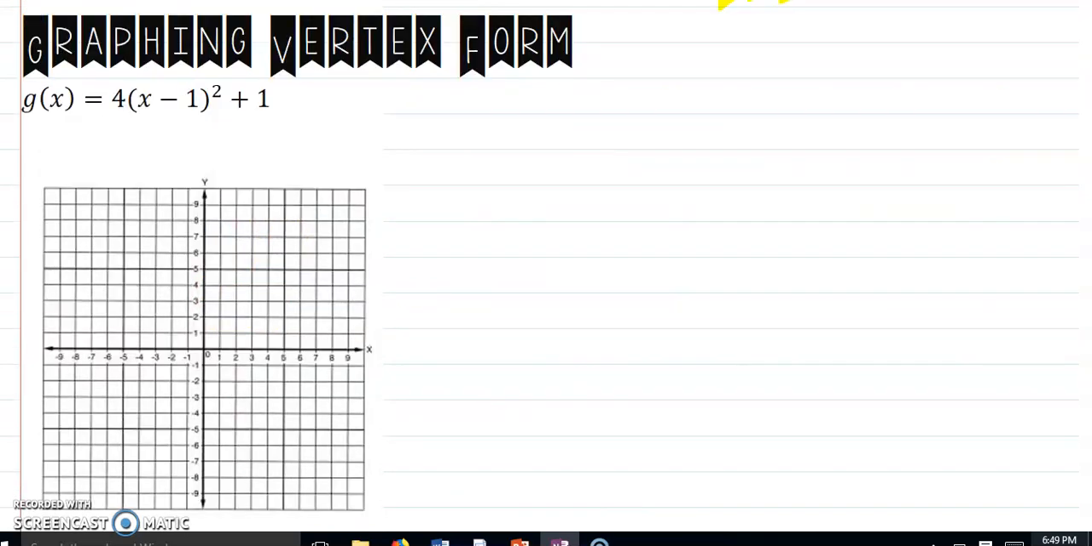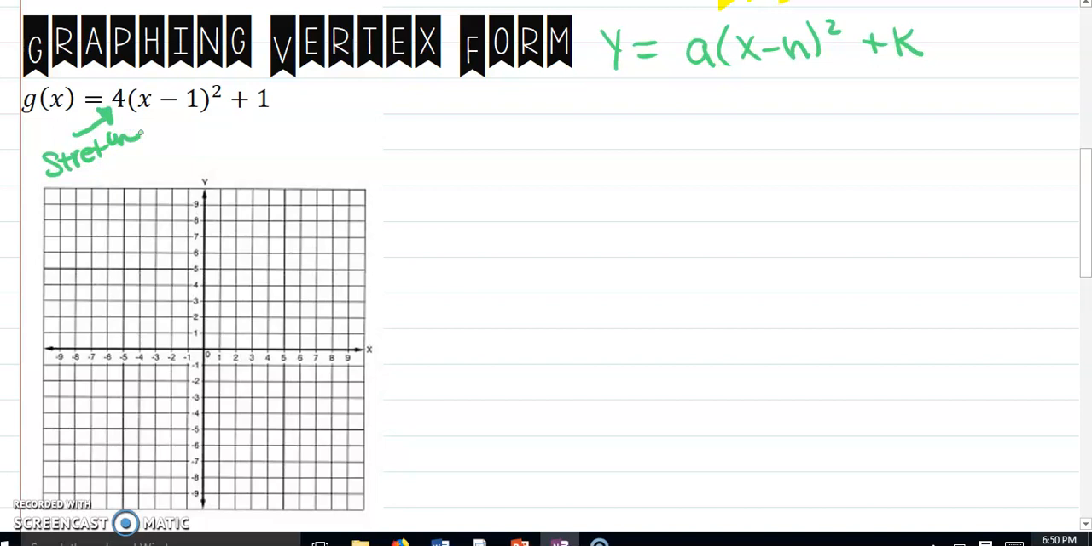The form that we're going to graph is vertex form. Vertex form is written as y equals a(x minus h) squared plus k, where a is a stretch or a compression, just like it is in standard form, and (h, k) is the vertex, where the inside number lies and tells you the opposite sign of what the vertex actually is. So I can tell that this graph is stretched by a factor of 4. And that's important because it tells you that you're going to have a really skinny parabola.